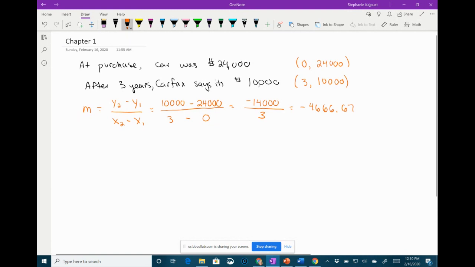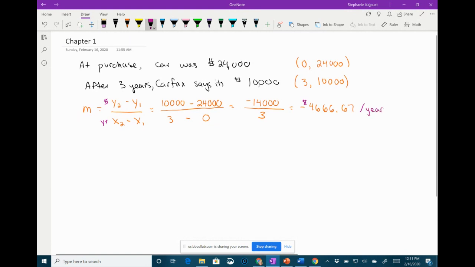So before I write my equation, I'm going to just talk about what this means. This is the slope, and the units on top of the slope are dollars, and then years. So this is telling us we decrease by this many dollars each year.